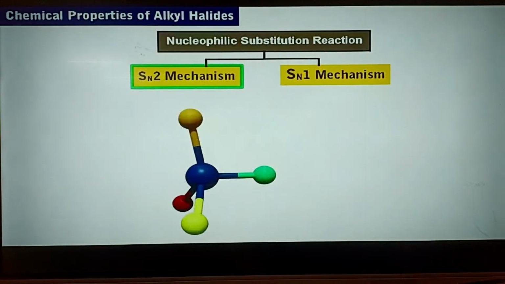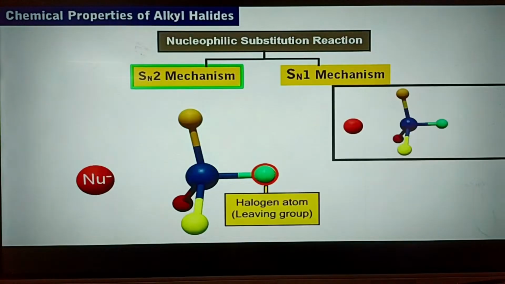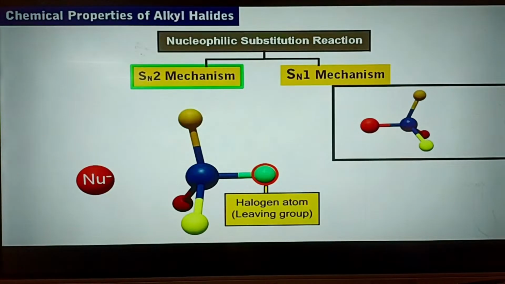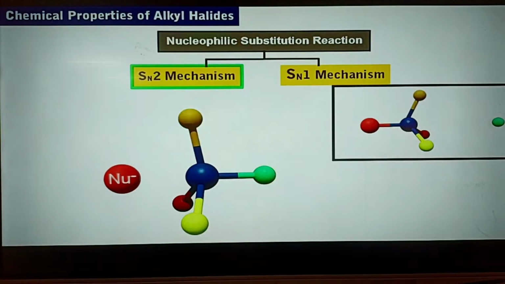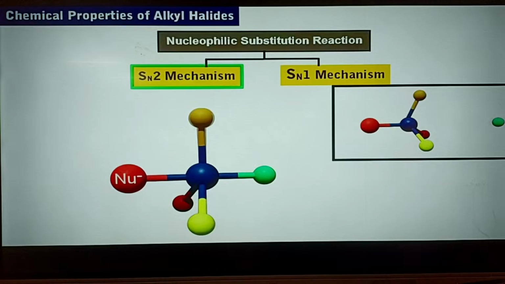In the SN2 mechanism, the nucleophile attacks from the back of the molecule, on the opposite side from the halogen atom. The leaving group leaves simultaneously. This is described as a concerted mechanism, that is, a one-step mechanism, because the new bond between the nucleophile and the carbon atom forms at the same time as the carbon-halogen bond breaks, as shown in the pentacoordinate transition state.